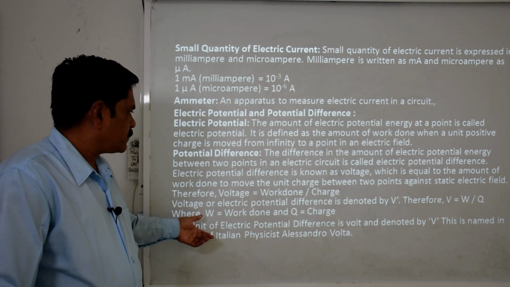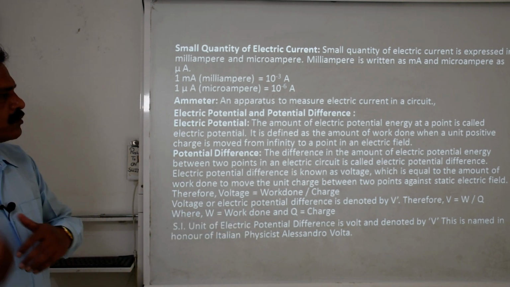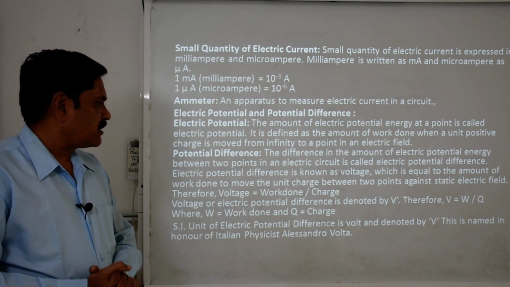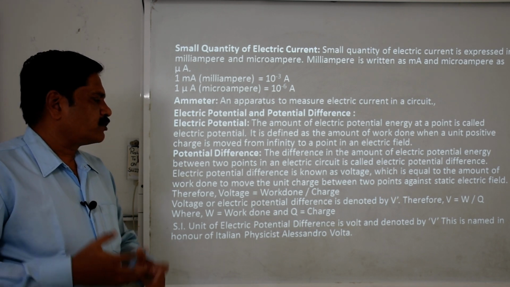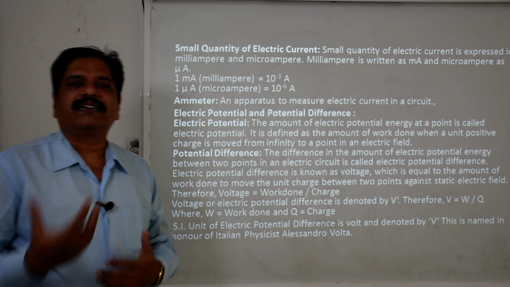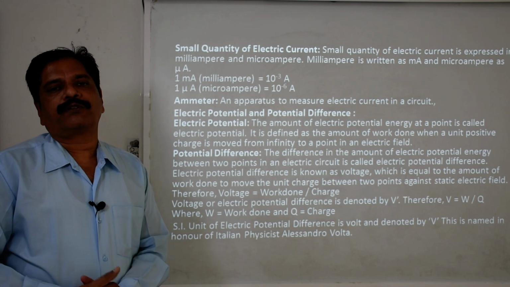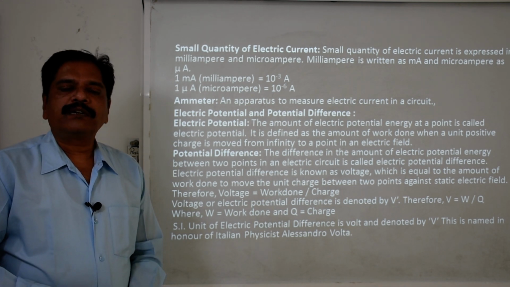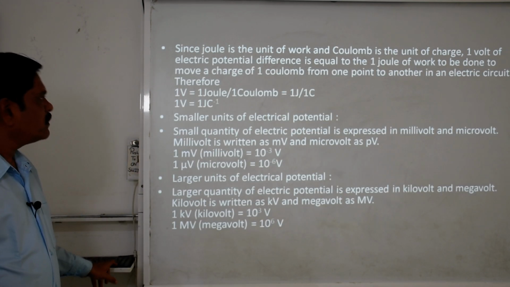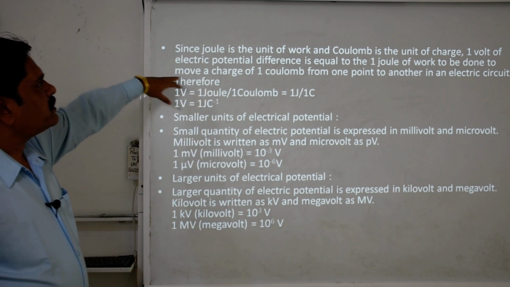Clear? Now here the SI unit of electric potential difference is the volt, and as I told you earlier, it is denoted by V. This is named in honor of an Italian physicist, Alessandro Volta. So this is the name of the scientist who discovered this thing, and in his honor we use this unit for the potential difference as the volt, denoted by capital V. Remember this fact.